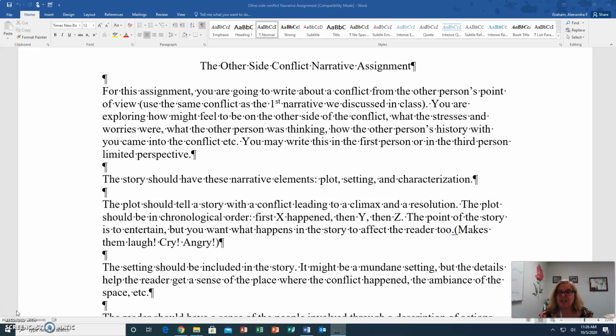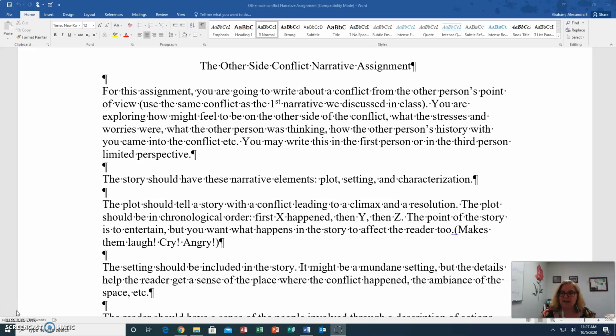If you're taking a psychology class or a sociology class, again, the writing is going to ask you to write about a different subgroup and what their values and mores are, and you have to be able to put yourself there. So this strategy is designed not just for this class but for other classes, and I want to give you some practice in perspective taking. You're telling the same story that you wrote about last week, but from the other person's point of view. You're still using the same conflict. You're exploring what it's like to be on the other side of the conflict: what the stresses or worries were, what the other person was thinking, how the person's history with you comes into conflict, all those things.